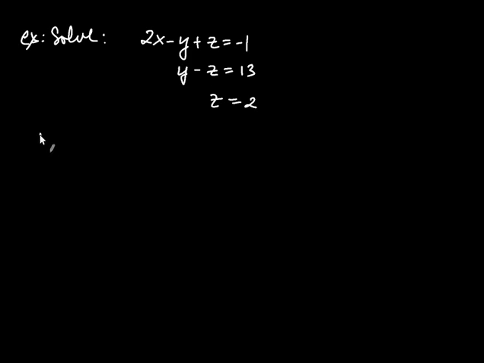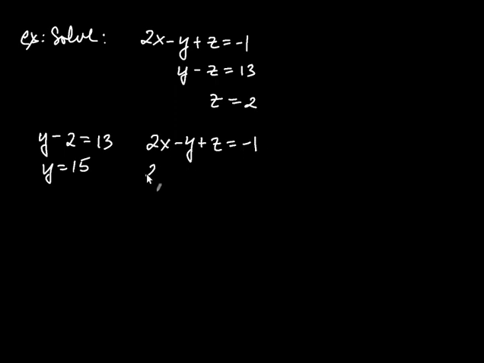And when you do that, you get y, well, z is 2, so y minus 2 equals 13. So y has got to be 15. So we're in good shape. We have z, we have y, and now we can use the first equation to get x, because we know y and z. So if you do that, you write out 2x minus y plus z equals negative 1.